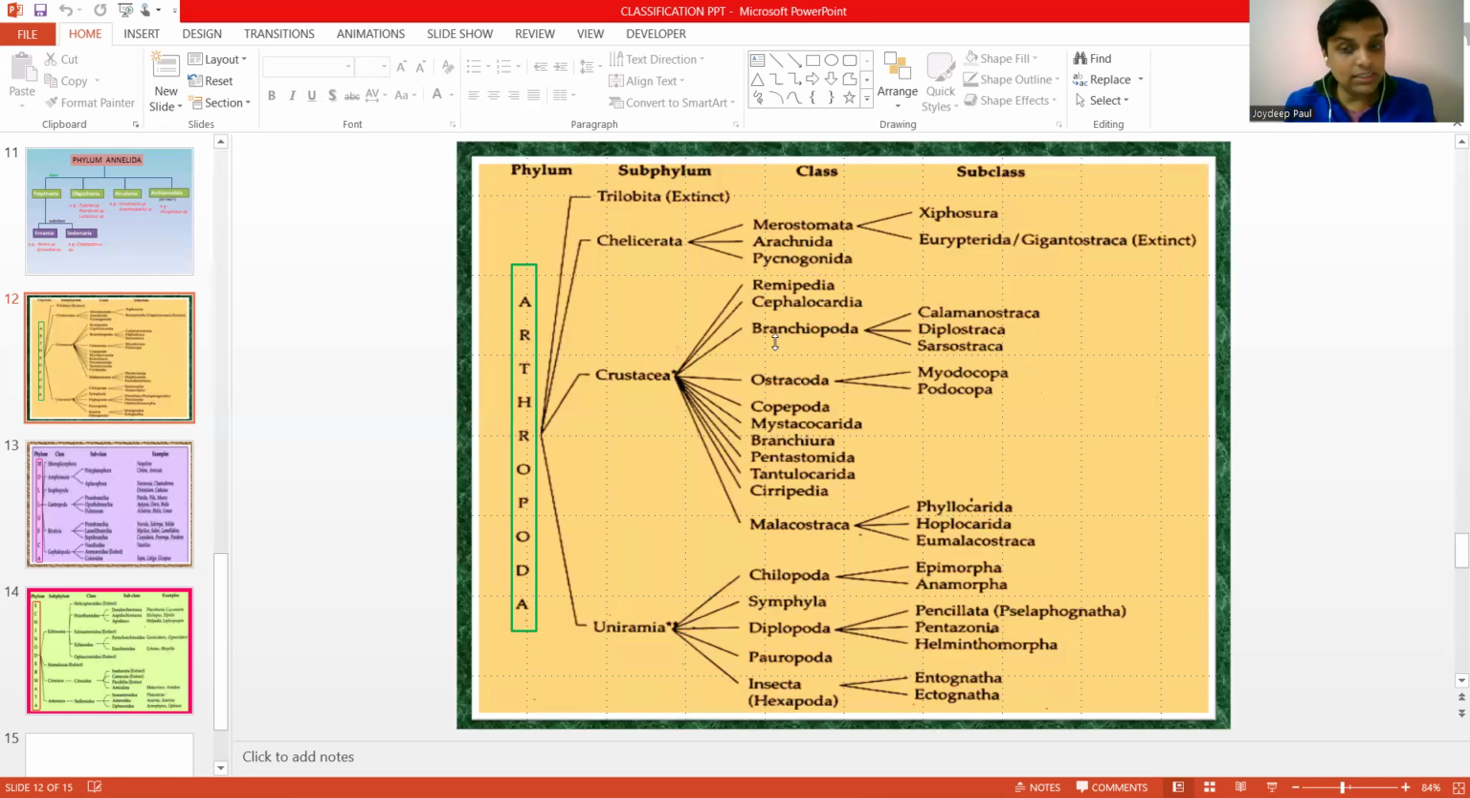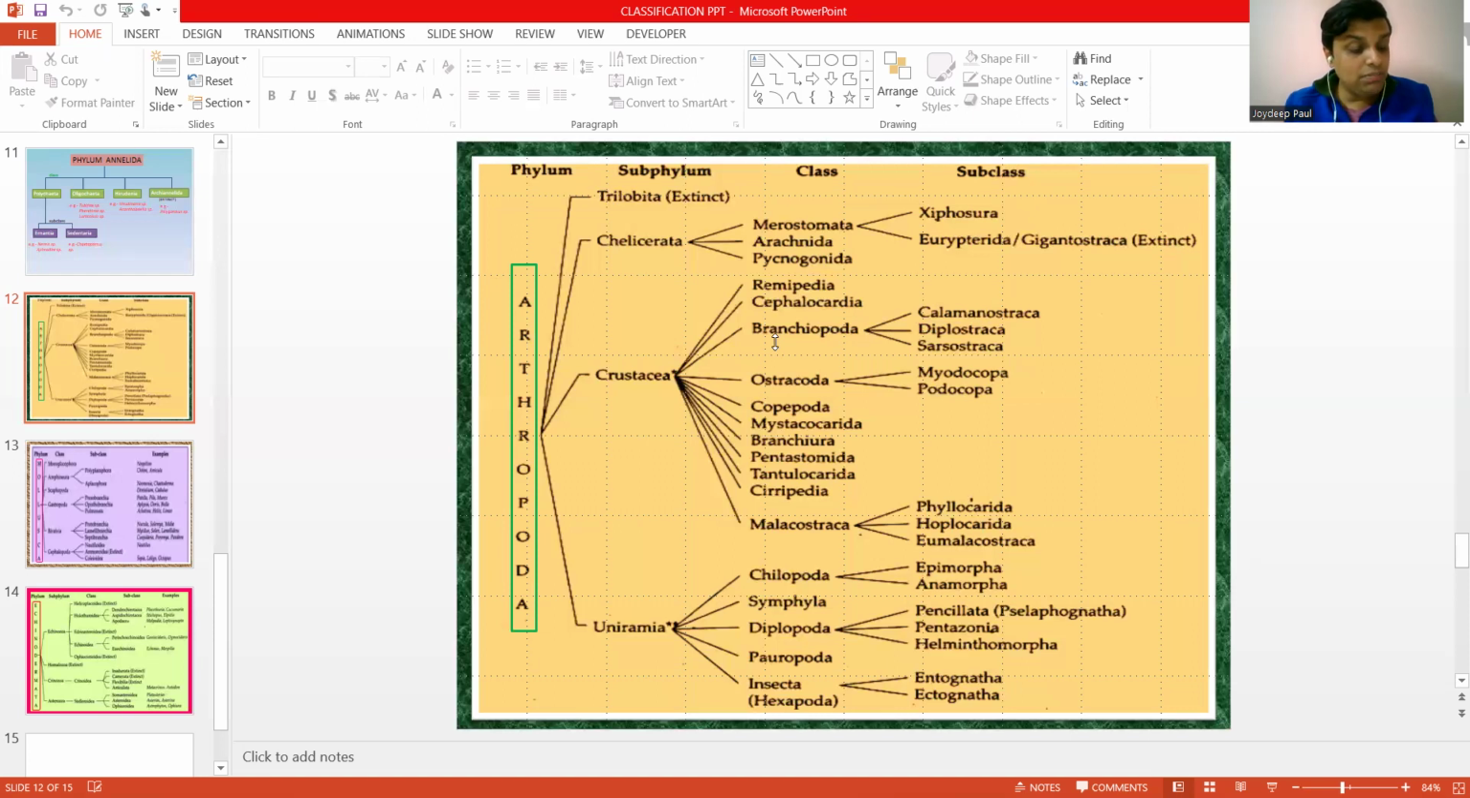Then the last class is class Insecta. They are mostly terrestrial and rarely aquatic. Body is bilaterally symmetrical and segmented. It is divided into head, thorax, and abdomen. Head bears a pair of compound eyes, a pair of antennae, and different types of mouth parts. Mouth parts adapted for various modes of feeding.